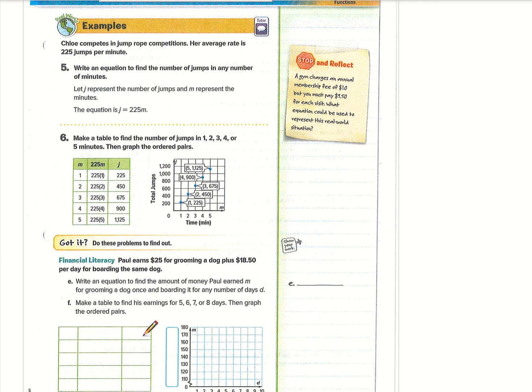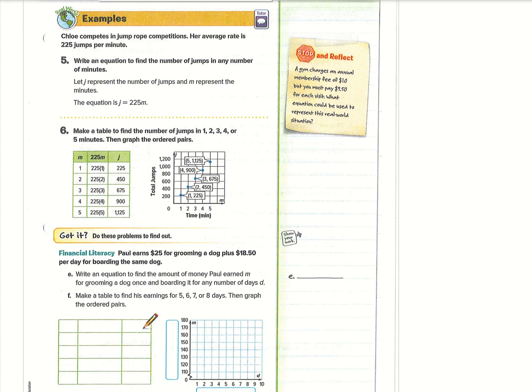All right, and then the last bit that we're looking at here is example 5 on page 271 at the top. It says Chloe competes in jump rope competitions. Her average rate is 225 jumps per minute. All right. It asks us to write an equation to find the number of jumps in any number of minutes. All right. So minutes, that's going to be our x, because that's the independent variable. And then the number of jumps will be our y, because it's depending on the number of minutes. So it's the dependent variable.